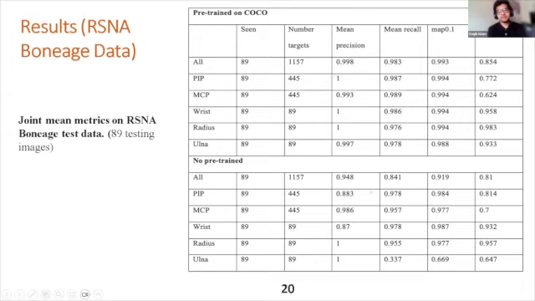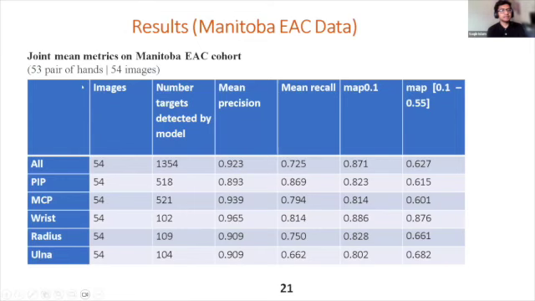When no pre-training was done on the model, it performed well, but not as well as the pre-trained one. So we decided to stick to the pre-trained YOLO model for the next steps of the project. These are the results presented on the internal data that we used for external validation. So none of the models were trained on this data.